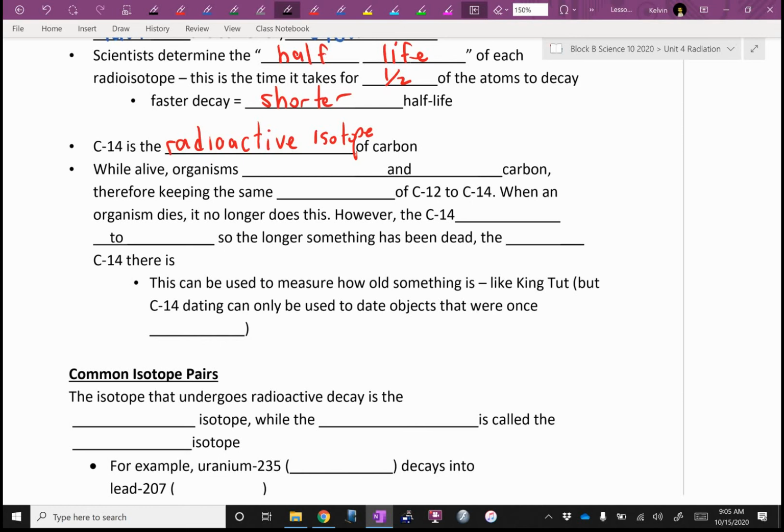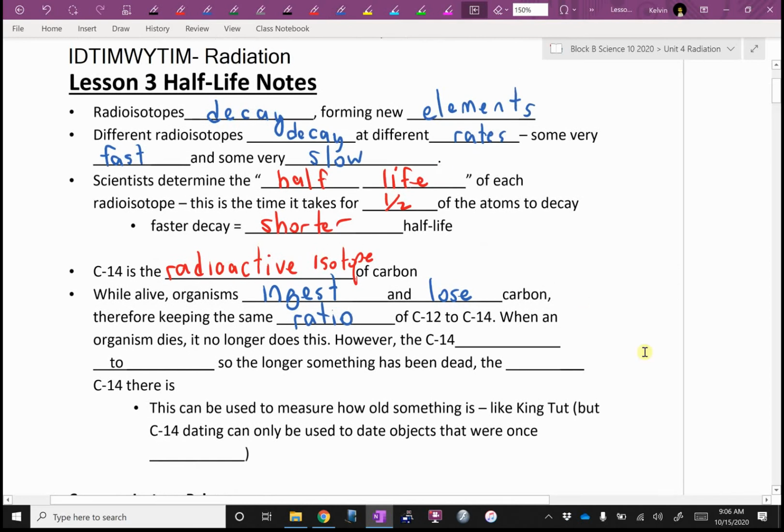Okay? So while alive, organisms ingest, that's a fancy word for take in, and lose carbon. We're taking it in and we're losing it. And so while we're alive, I'll take your question in a second, Raf. We keep the same ratio of carbon-12 to carbon-14.